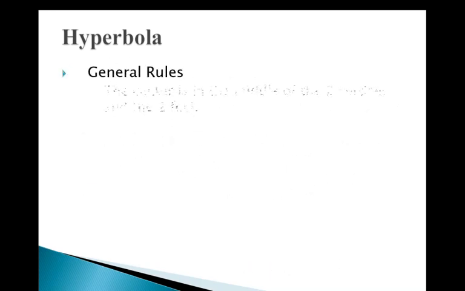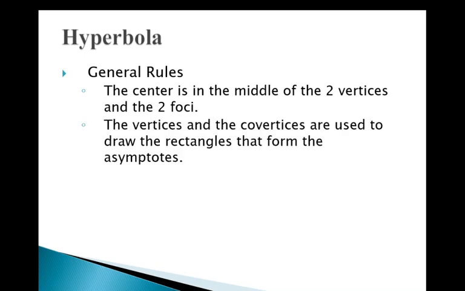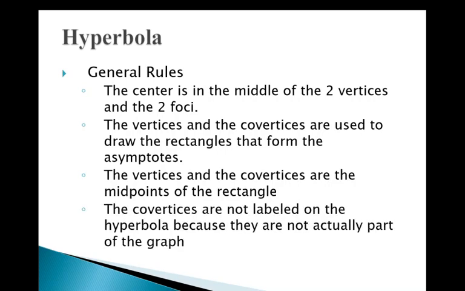Now, the center is in the middle of the two vertices and the two foci, just like all the others. The vertices and the co-vertices are used to draw the rectangles that form the asymptotes. So we will use A and B, but not in the same way. We don't have a true co-vertices, but we use that point to help us draw the rectangle to draw our asymptotes. And the vertices are the midpoints of our rectangle. And the co-vertices are not really labeled because they're not actually part of the graph, but we use the idea to draw it. Okay?